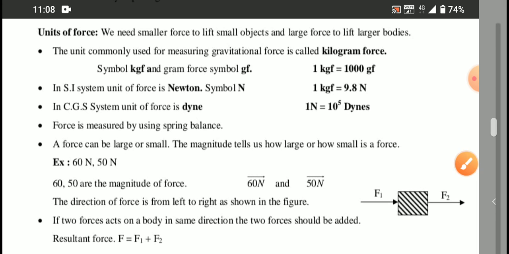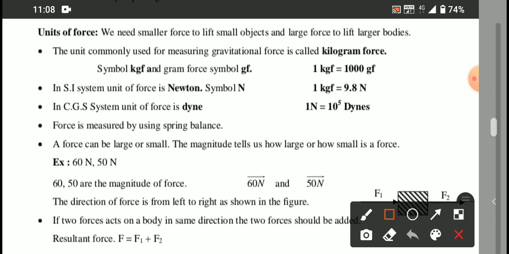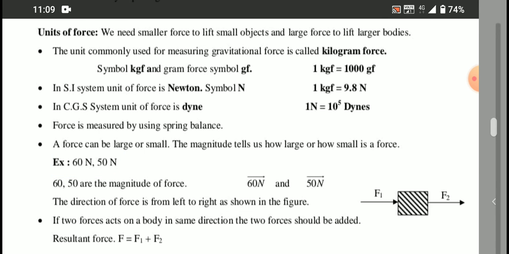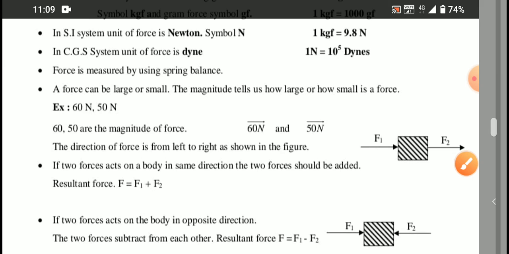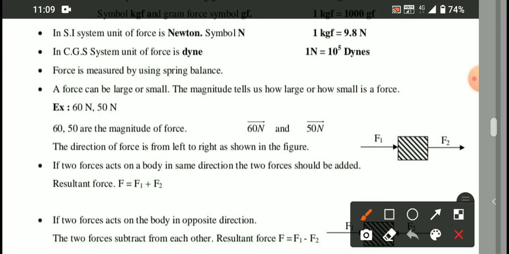Here are some examples. The examples are 60 newtons and 50 newtons. For example, they have given these numbers, 60 newtons and 50 newtons, and below the examples they gave the explanation by taking these numbers. So let's see. 60 and 50 are magnitudes of force.